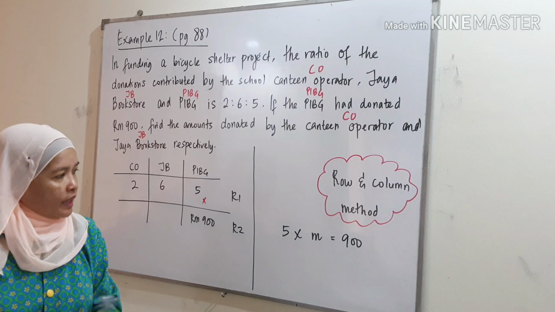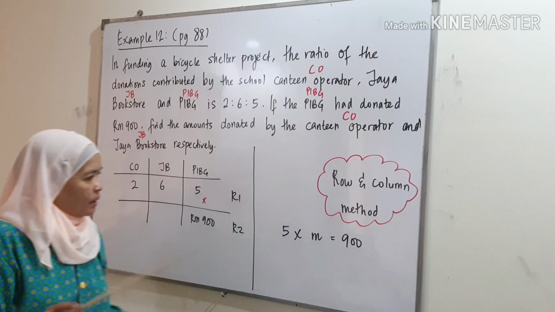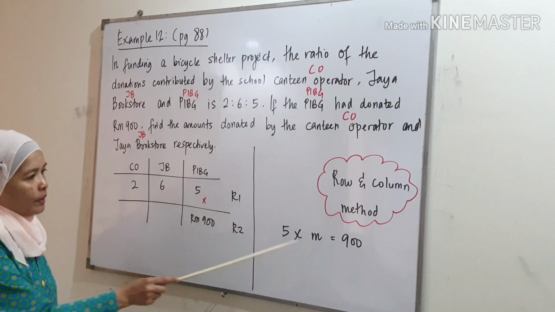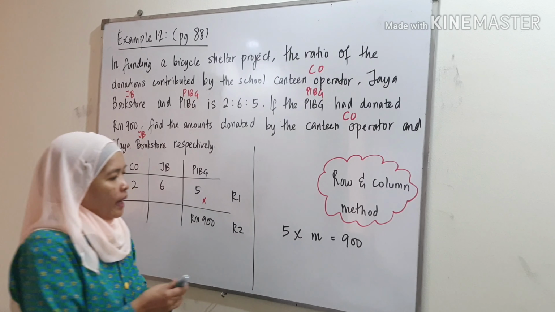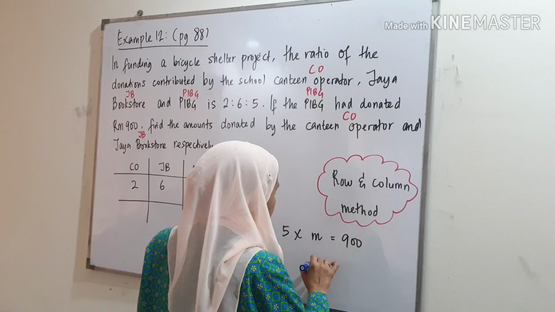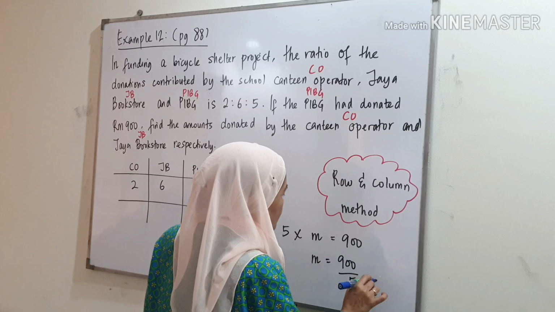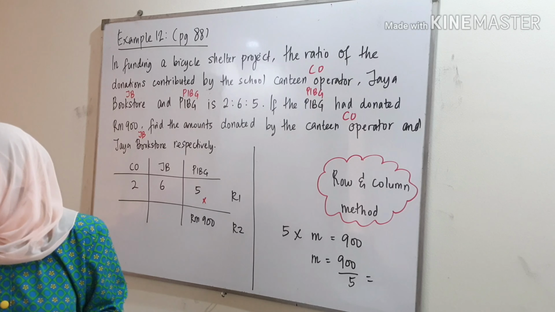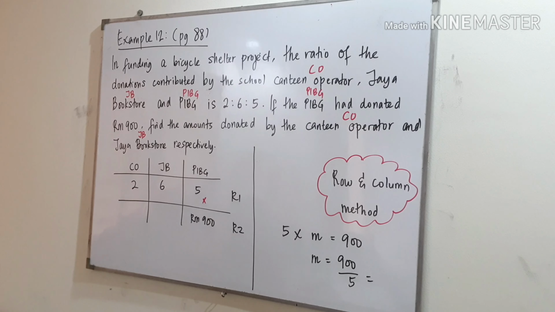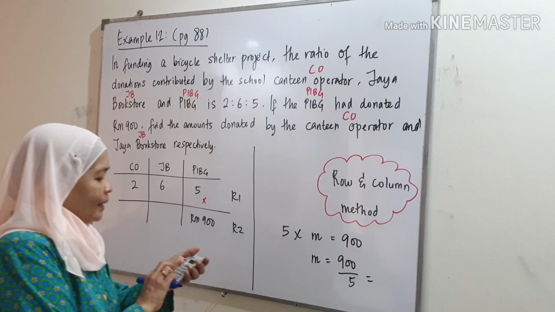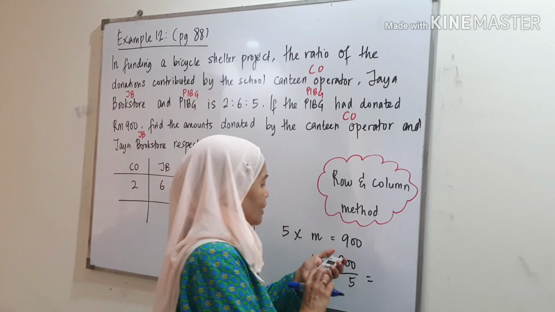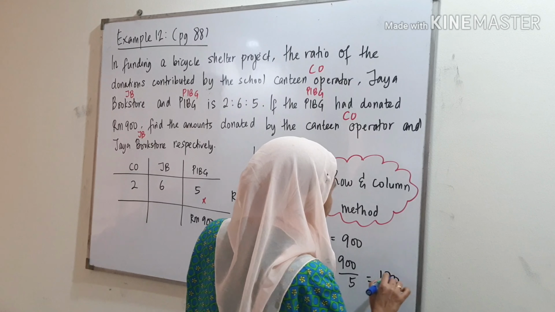Okay. 5 times M is 900. So the M here is, we want to put here. So M is 900 divided by 5, equal to 180.